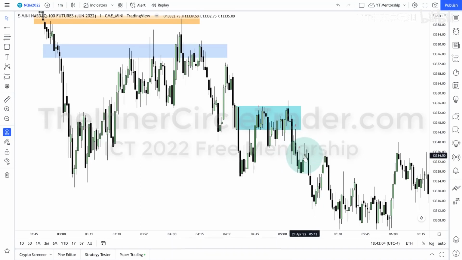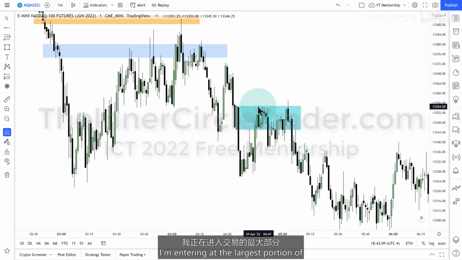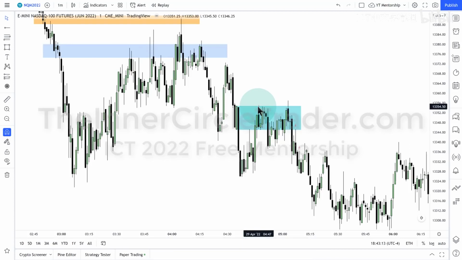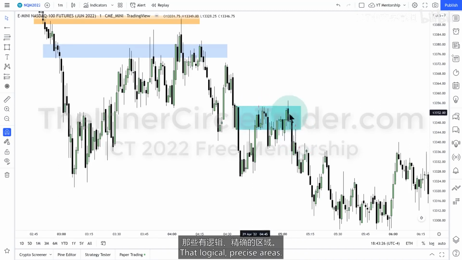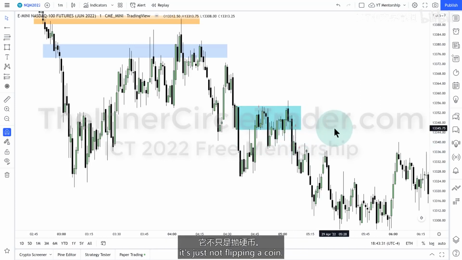So on that entry, it was 1 contract here. So notice what I'm doing. I'm entering at the largest portion of the setup, or the framework for the trade. I'm going in with my maximum position size. First, 3 contracts there. Then selling 2 here. And then I'm adding the last one here. At logical, precise areas. It's not randomness. It's not willy-nilly. It's not flipping a coin. It's not guessing. There's logic here.